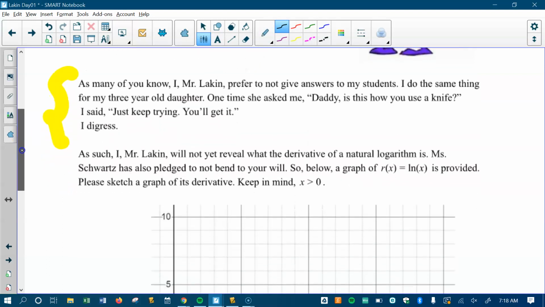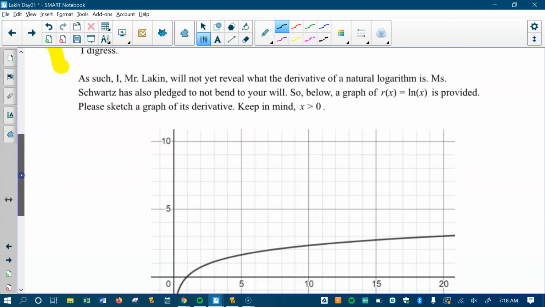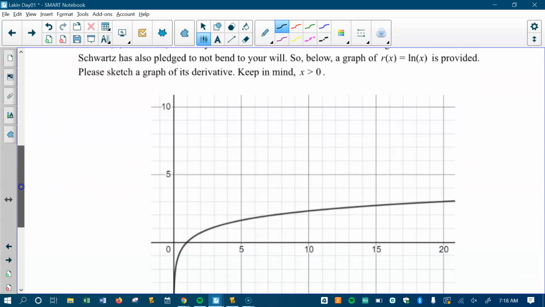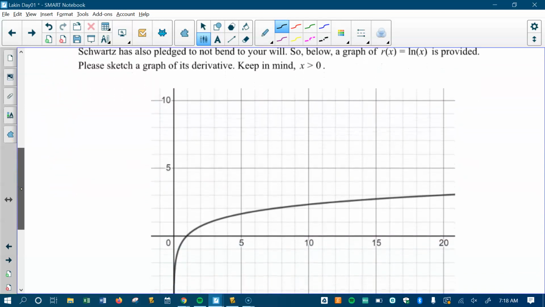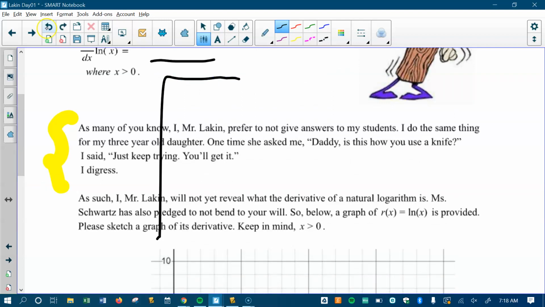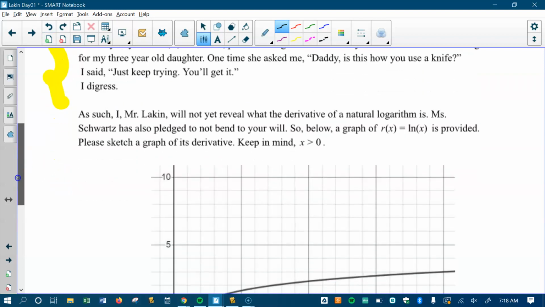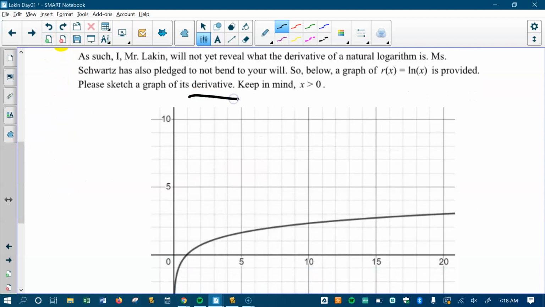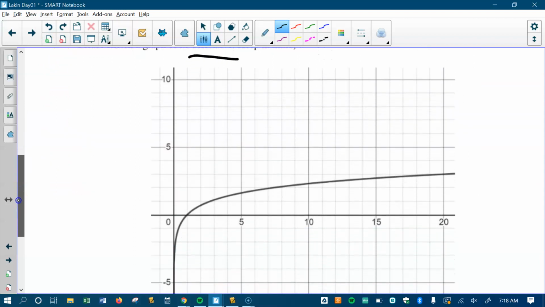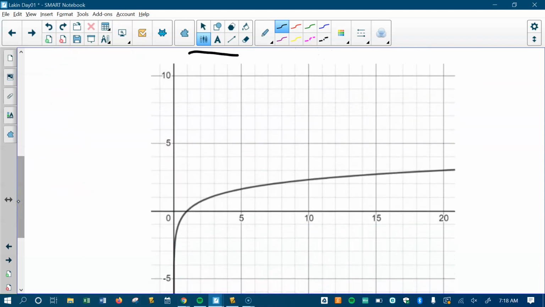I do digress though, so as such, I would like you guys to see if you can sketch what the derivative would look like before actually knowing what the derivative is. Here's a graph of ln of x, and I'm looking for the derivative graph. Let's get rid of that, because that didn't carry over. So again, I'm looking for the derivative graph. Please pause the video and try to draw the derivative graph. You can ask a partner, group, etc.